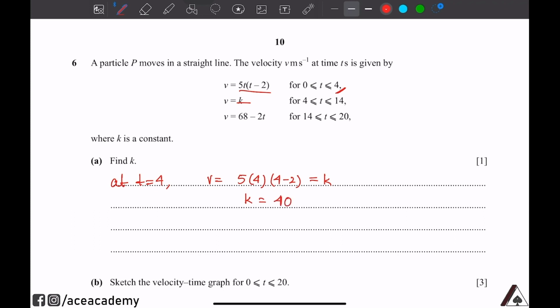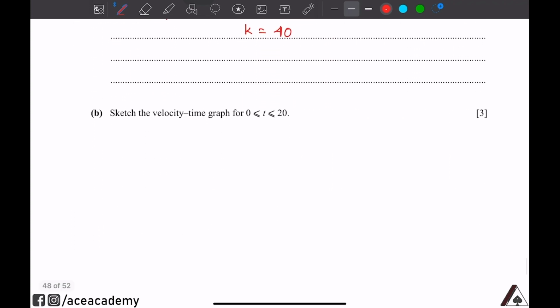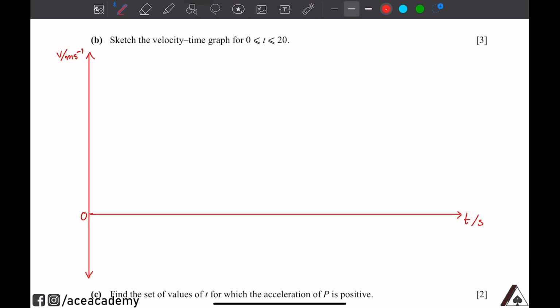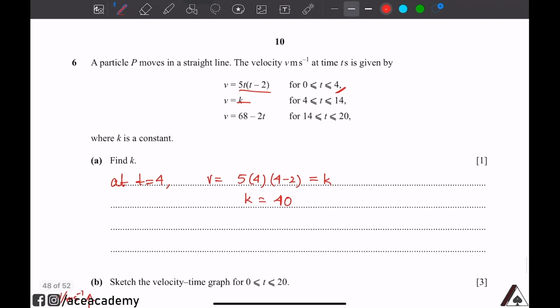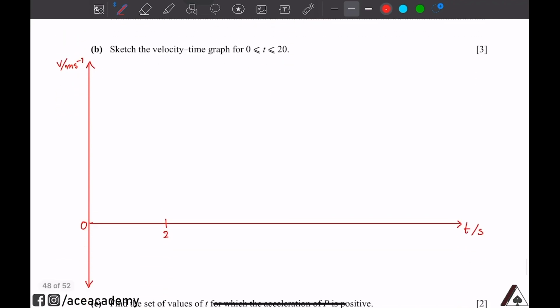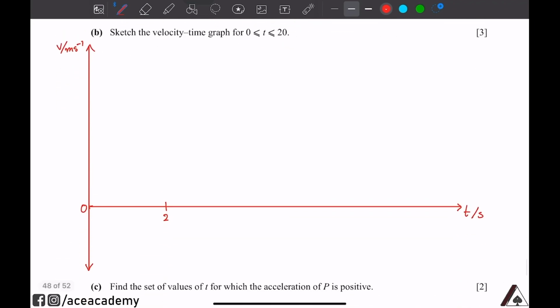Now they want us to sketch the velocity time graph from 0 to 20. So let's start by drawing our axes like so. From 0 to 4, we're modeled by this quadratic equation, and if you find the roots of this, you get t is equal to 0 or t equals 2. So at t equals 0 and t equals 2, this quadratic equation will intercept the line v equals 0. So it's going to be a quadratic graph that looks something like this, something like that.